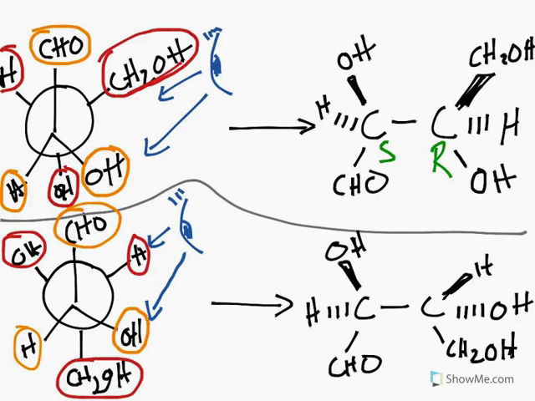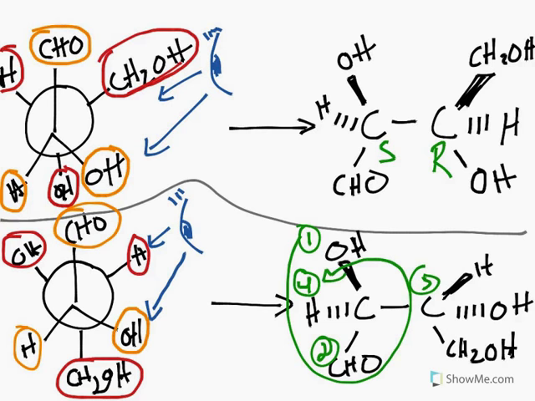Now we're going to assign priorities and assign R and S. As soon as we do that, we'll be able to make a direct comparison. So I'm just going to do my priorities here really quickly. This is my first priority, this is my fourth priority, this is my second priority, and that's my third priority. Again, we can assign R and S here because the fourth priority is already pointing towards the back. So that's going to be 1, 2, 3, 4, like so.